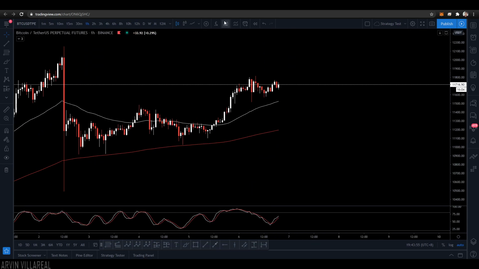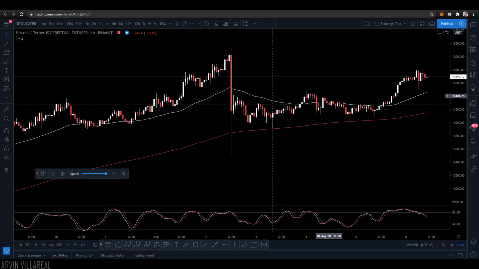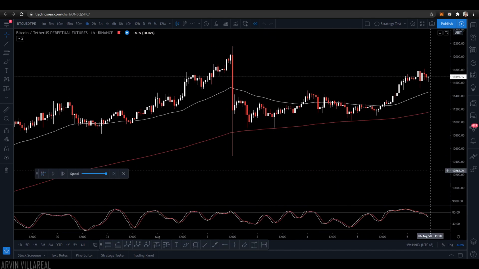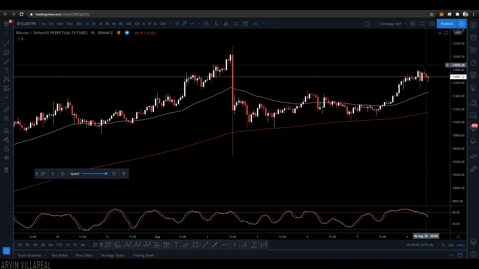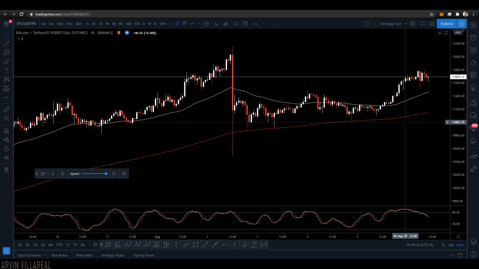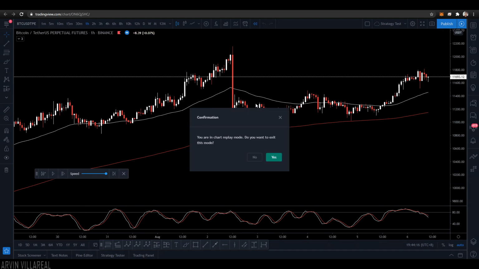Though kung i-replay natin, i-hide natin yung candle simula nung kaninang umaga dito, okay, medyo mukha na siyang overbought. And then, may divergence pa. Pwede pa siyang bumaba. I mean, like, para na siyang bearish. But, since nasa taas pa din ng 200 EMA, we look for longs.